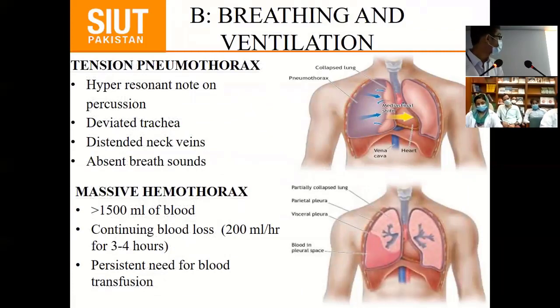In tension pneumothorax, we will find hyperresonant note on percussion on the affected side, and the trachea will be deviated towards the opposite side. Neck veins will be distended, and breath sounds will be absent. In massive hemothorax, after chest tube insertion, there is more than 1500 ml of blood in a single go, or continued blood loss in the chest tube of 200 ml per hour for 3 to 4 hours, or persistent need for blood transfusion.